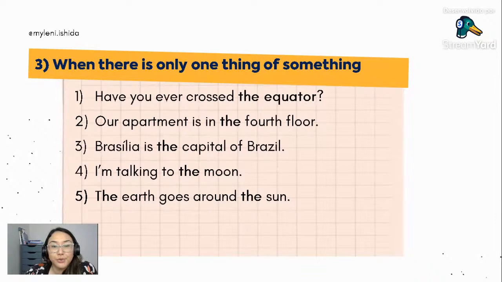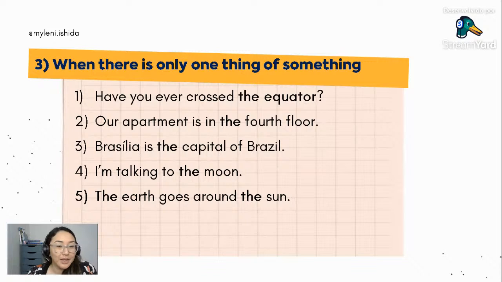So the third situation is when I talk about something that there is only one of in the world. For example, have you ever crossed the equator? Okay. The equator is the line that we have around the Earth, right? So this is only one. That's why I use the definite article. Like I told you about the sun, okay?